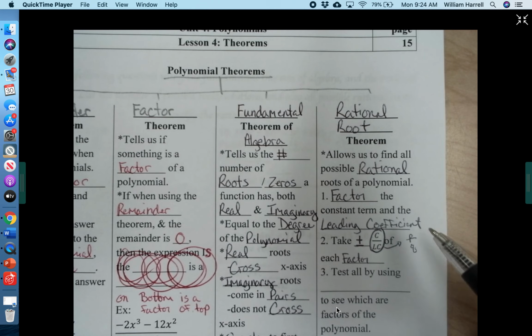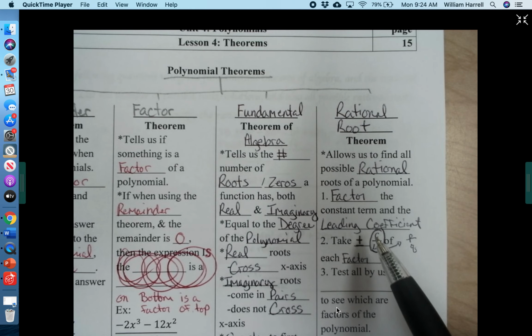Where I was telling you that sometimes math people don't make sense, in any math book, any textbook you look at, it's going to say P over Q, where P is your constant and Q is your leading coefficient. Again, I have a hard time remembering that personally, and I teach it. Okay, so again, C is constant divided by LC, leading coefficient.